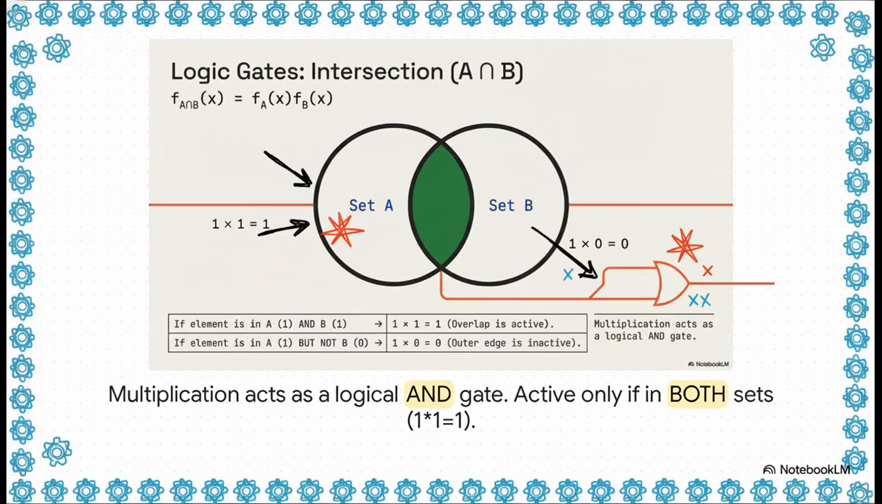Multiplication becomes a perfect logical AND gate. For the function to give you a 1, a true result, an element has to be in both set A and set B. Why? Because the only way to get a 1 when you multiply is 1 times 1. If either of them is 0, the whole thing becomes 0. It's beautiful. It has to be in both.